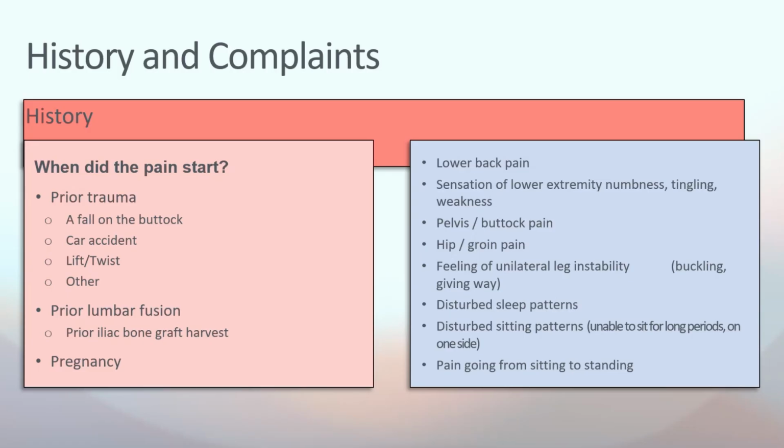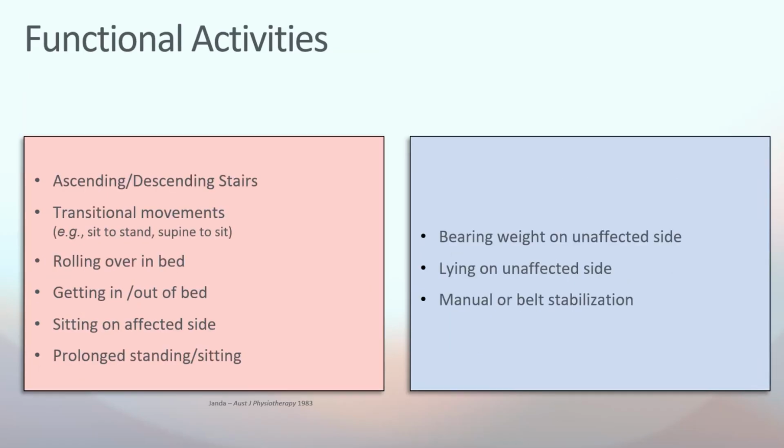Pain going from sitting to standing, and also with the disturbed sleep patterns, they'll find that sleeping on one side is preferred. So they want to sleep on the contralateral side, not the side that's having more of the pain and dysfunction. And same thing as I talked about with doing stairs, bending over, twisting in bed, and anytime weight bearing on that side can be more painful.